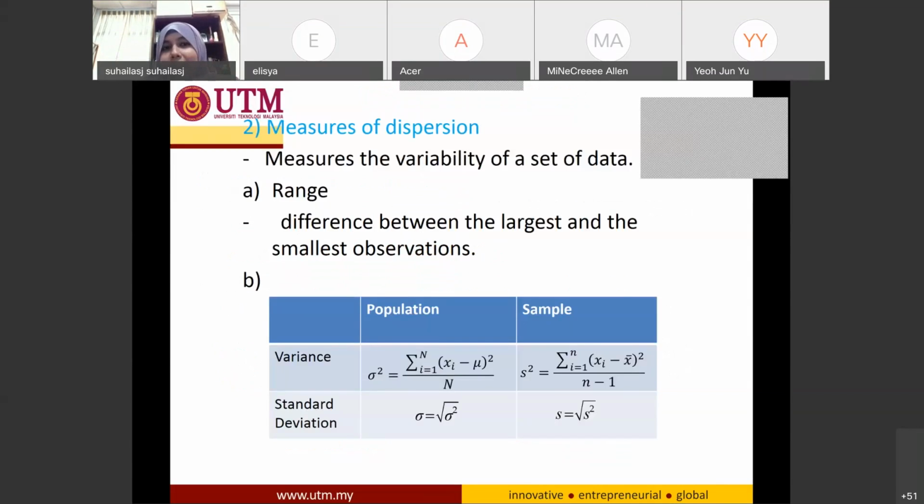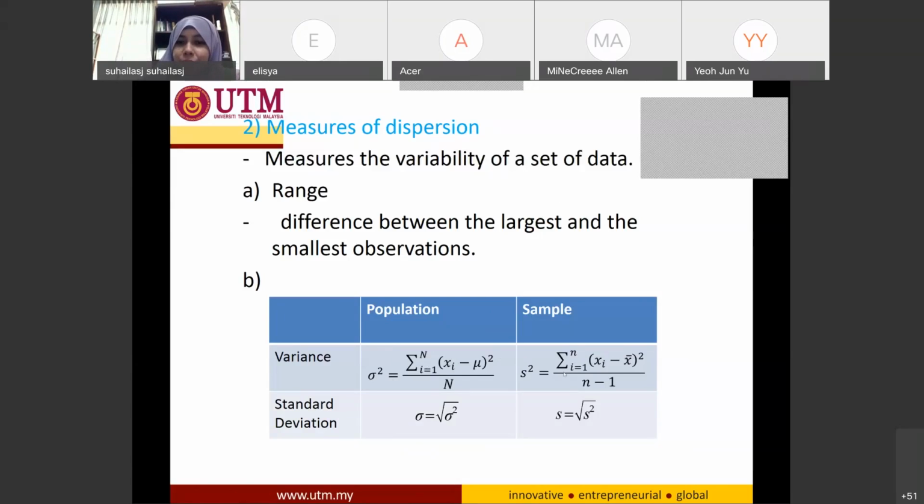So kita ada satu lagi, measure of dispersion, ukuran serakan. Okay, it measures the variability of a set of data. Variasi dia. So normally range lah yang paling biasa, range which is your julat, the difference between the largest and the smallest. Okay, kamu rank kan, find the largest minus the smallest observation. Okay, this formula. You have population, sample. Again, I already mentioned different symbols. If you have population variance, sigma square, you have summation Xi minus mu, square the value, divided by capital N.